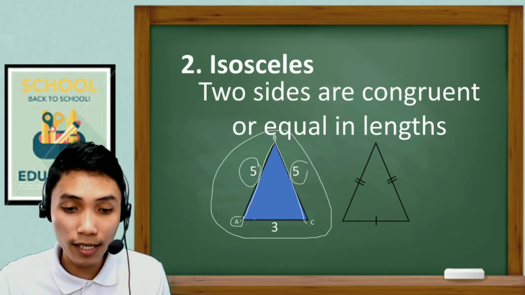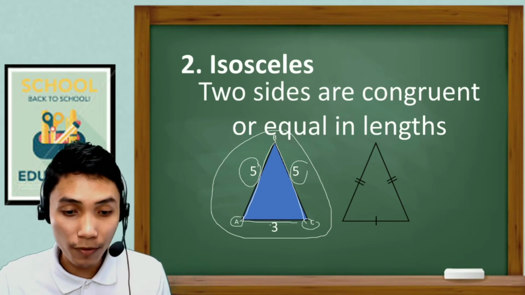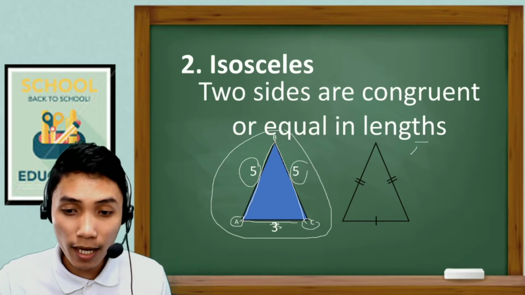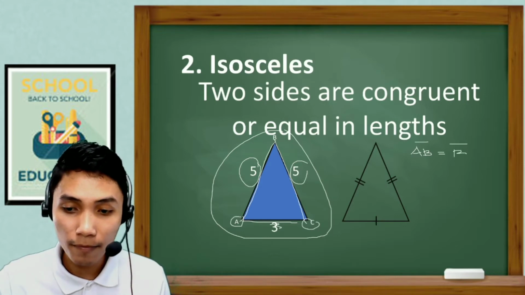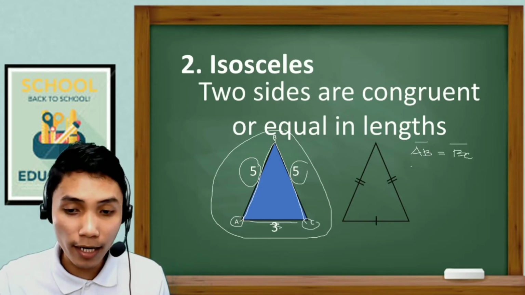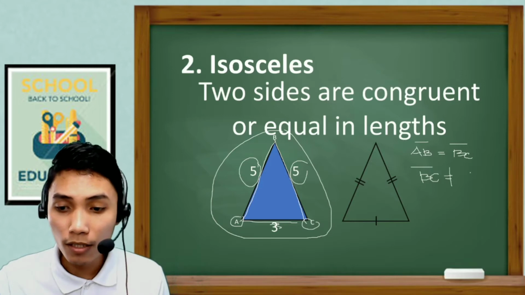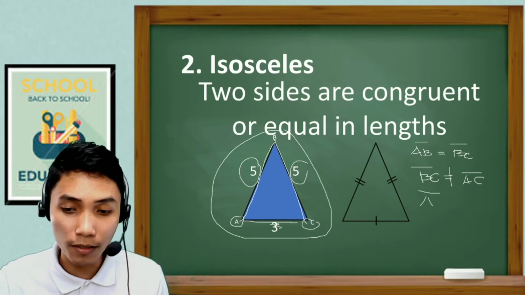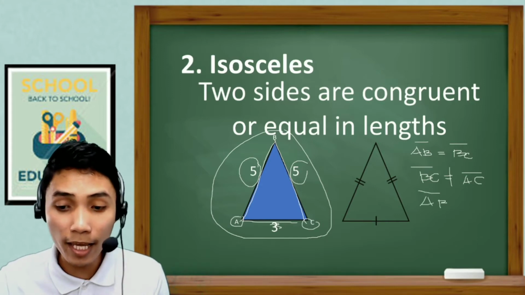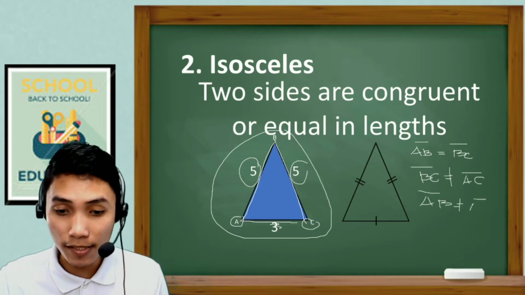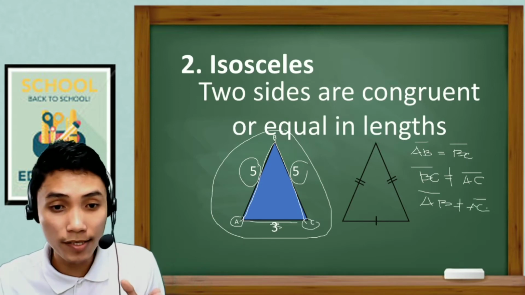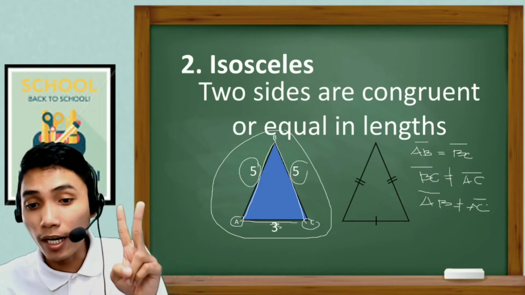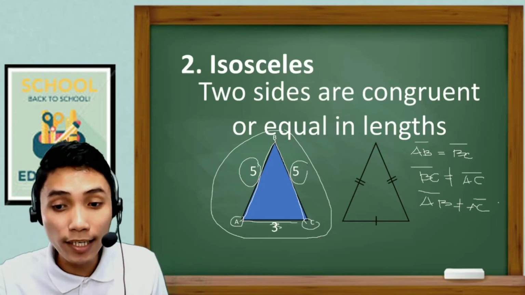But the line AC is equal to 3, which means the line AB is equal to line BC, and the line BC is not equal to line AC. Okay? And the line AB is not equal to line AC. So that is the isosceles. There is only 2 sides that are congruent or equal in lengths.